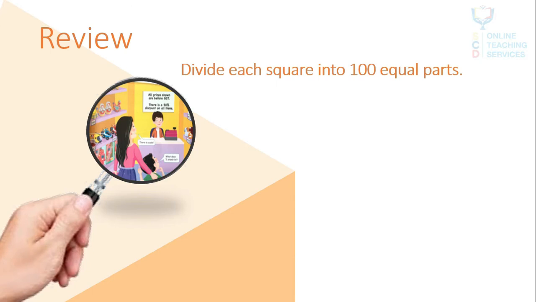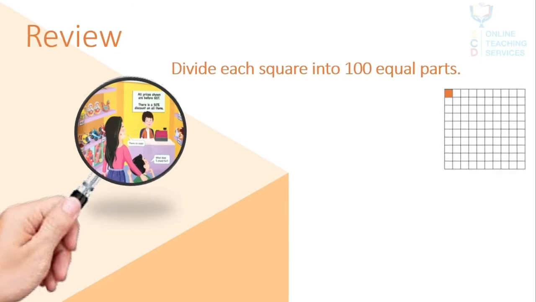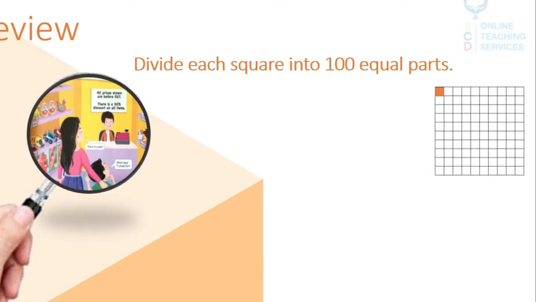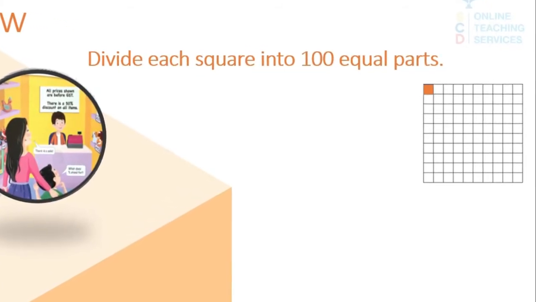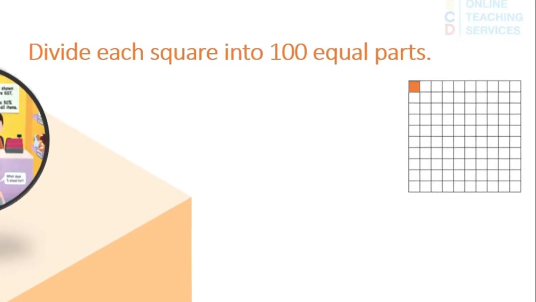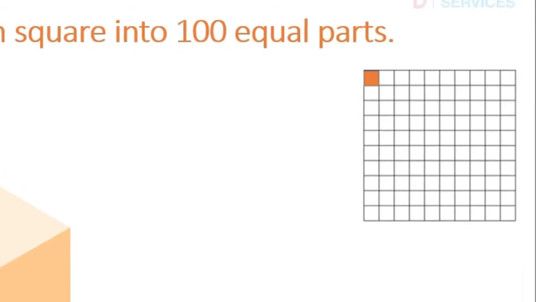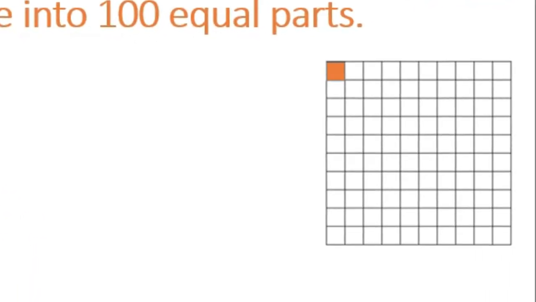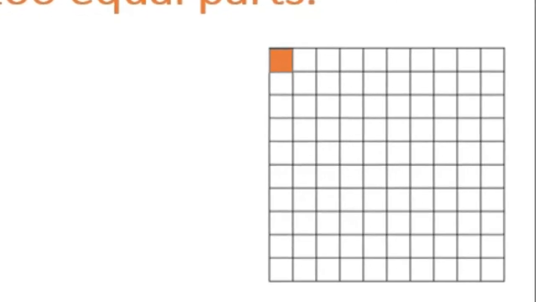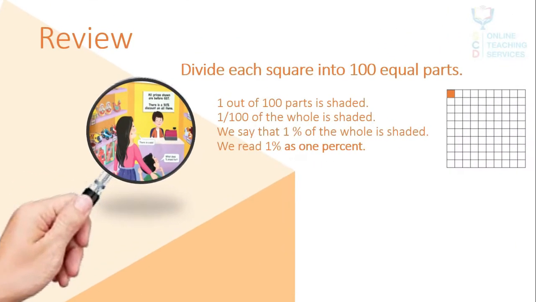Divide each square into 100 equal parts. As you can see, there is a figure on the right. If you count the number of small squares in the grid, it will make up 100. In that particular square grid, you notice that there is one small square that is shaded. Meaning to say, 1 out of 100 parts is shaded, 1 out of the 100 small squares of the whole is shaded, or we say that 1% of the whole is shaded, or we read that as 1%.